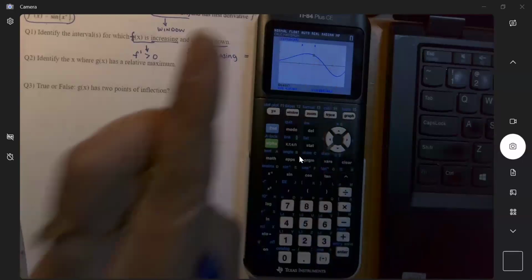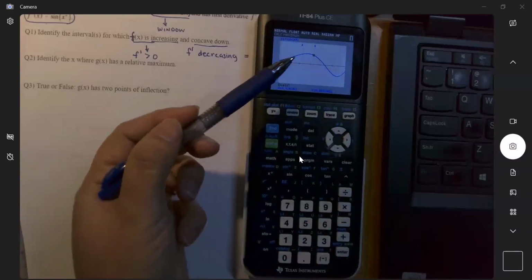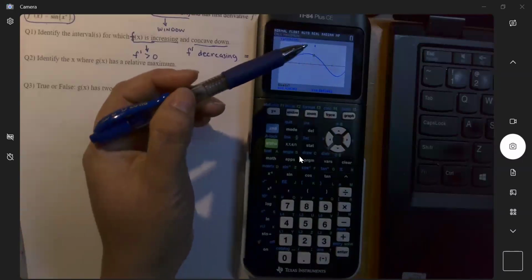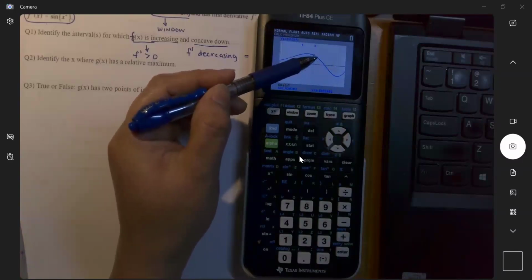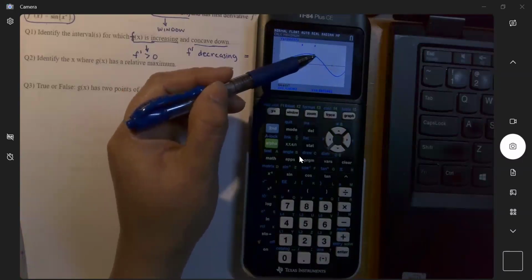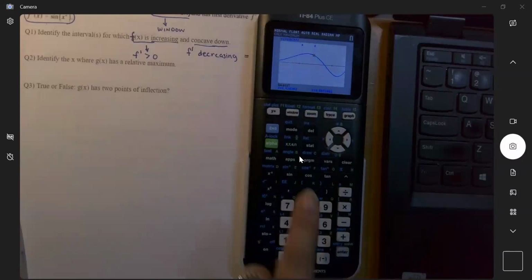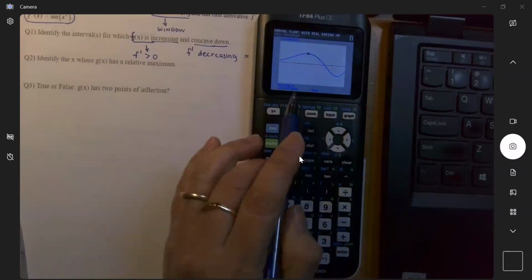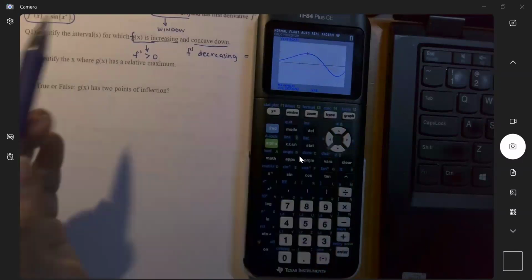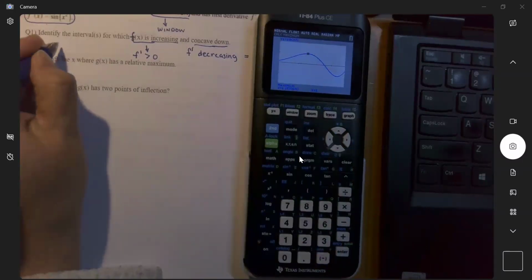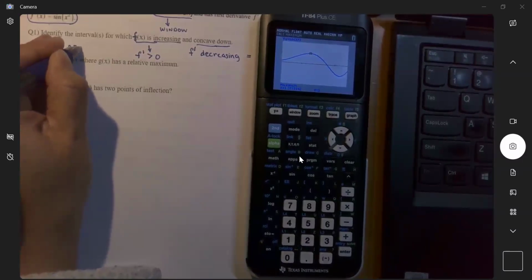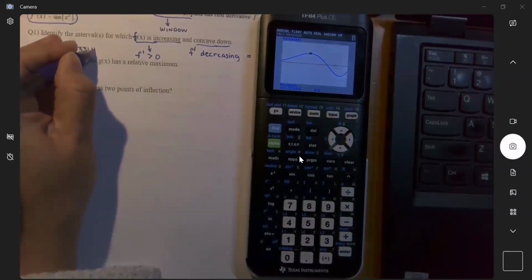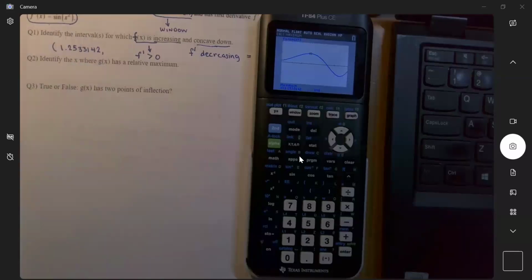Why am I doing this? Calculator cannot guess what part you wanted to do. So you must be able to identify that I only want the calculator to solve it between these two lines. And then it's asking for guess, press enter, and it should give you your maximum. So the maximum part right there, I'm going to just copy it. I have 1.2533142. Okay, that's where my graph starts to decrease.